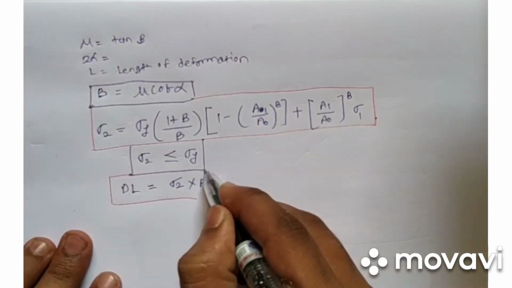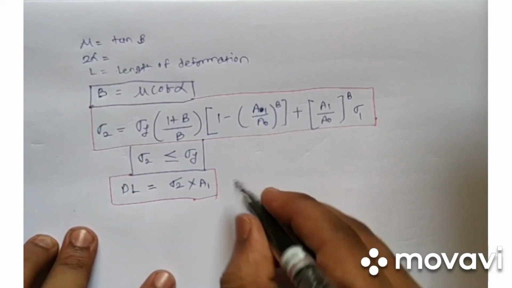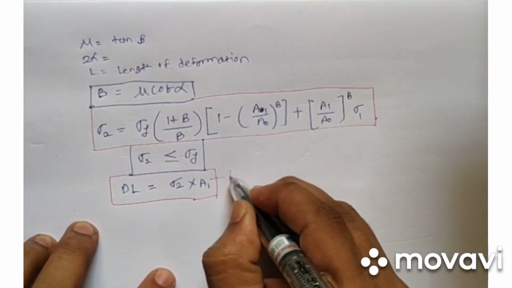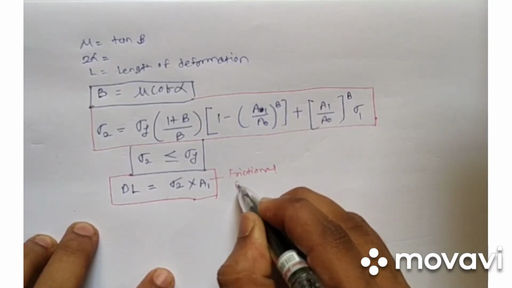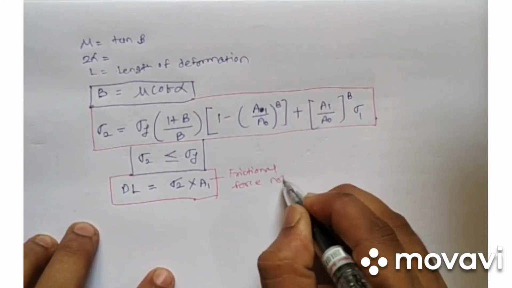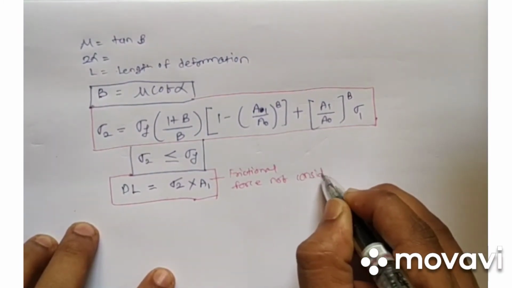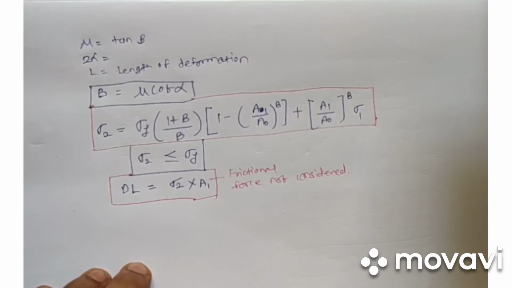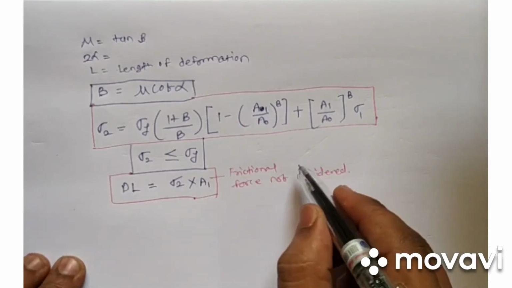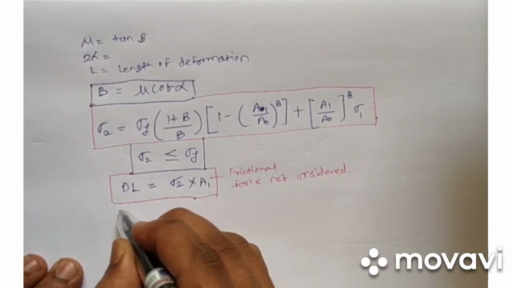Now again, in this case we have not considered the frictional force which we have seen. So this is only the drawing load, but if I want to overcome this frictional force also, which is required, then we have to go for the total drawing load, which also takes into account the frictional force.